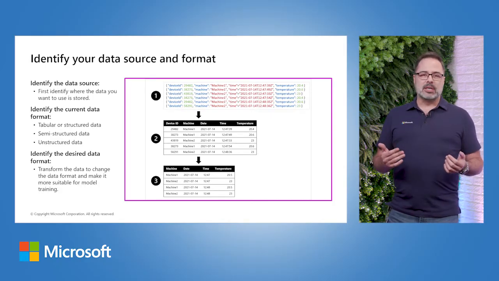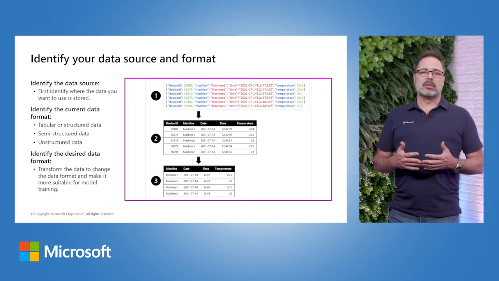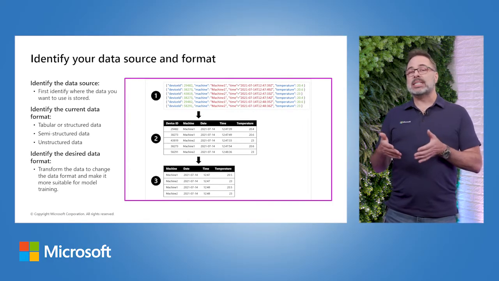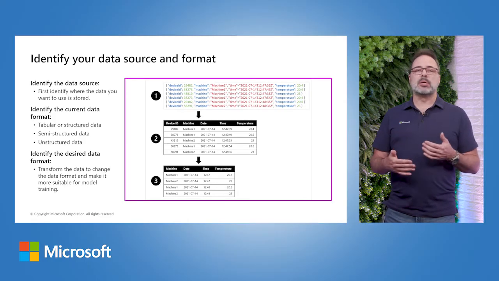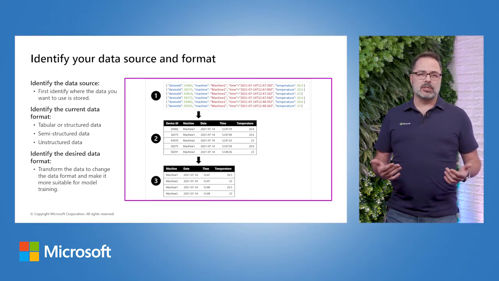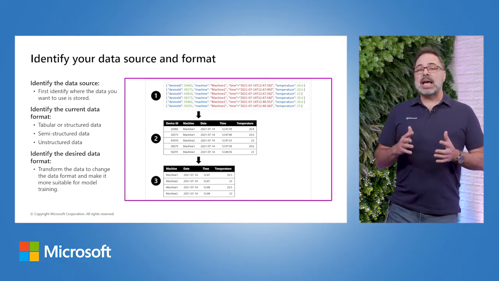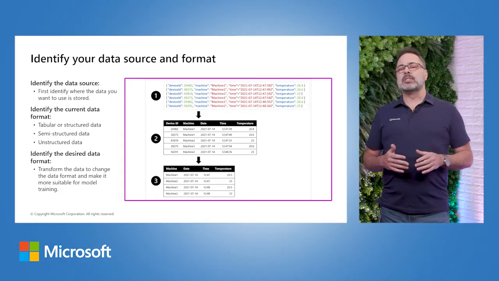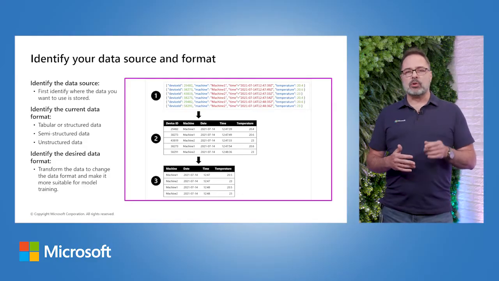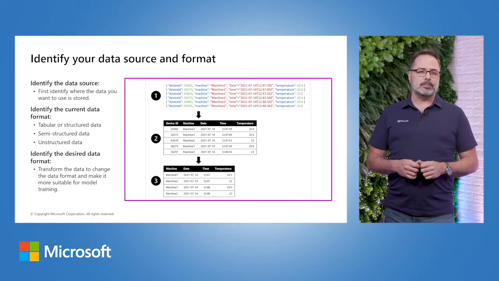In the example on the slide, you can see the original data is in a JSON format, which is then converted to a table format while doing some preliminary transformations with separating the date-time value. And then the last transformation, we've dropped the device ID column and removed the seconds from the time.